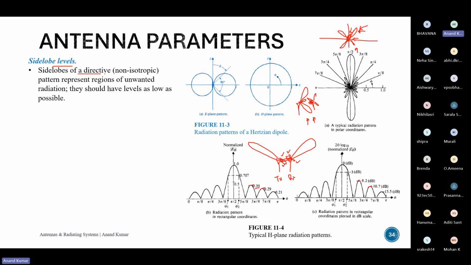So these are side lobes of a directive, non-isotropic pattern. This is a directive pattern, and this is an isotropic pattern. So when we are talking about these, they should have levels as low as possible.